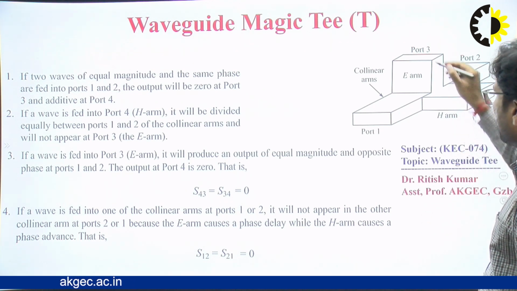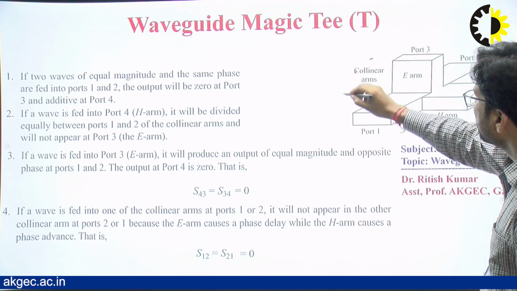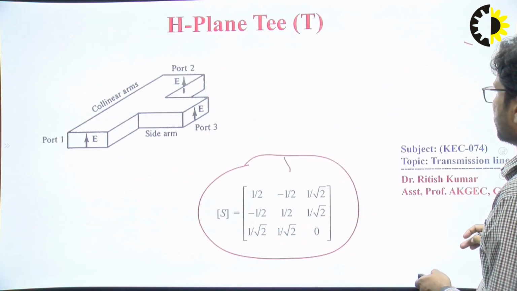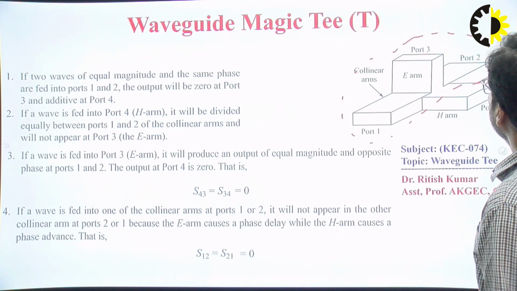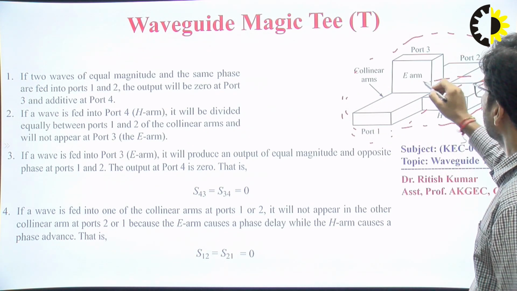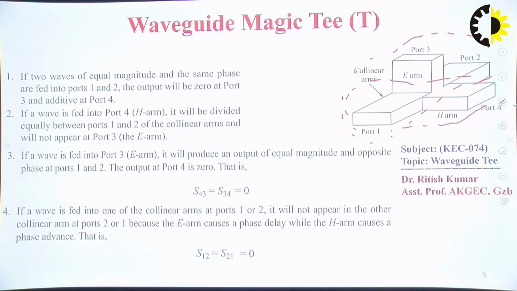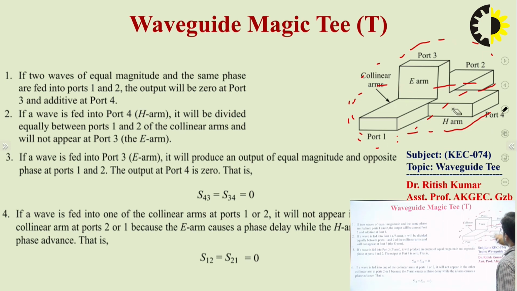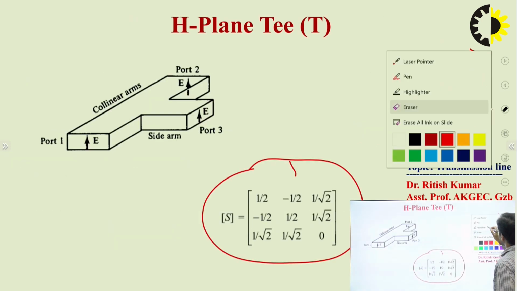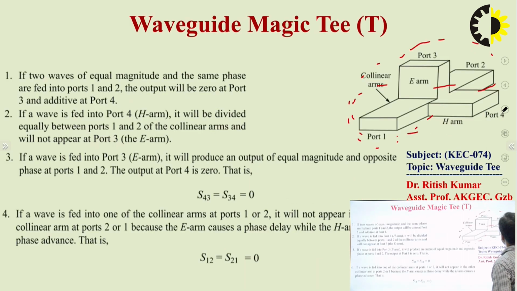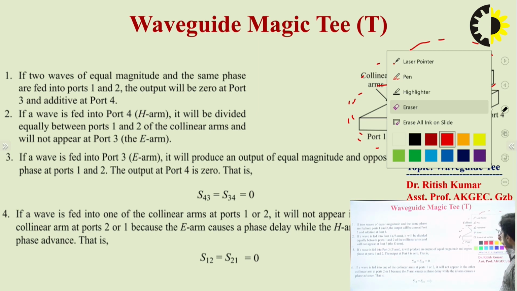So here you can see this one is the E plane, right, and this one is the H plane, right? Now, why we are calling this a magic T, we will learn here.